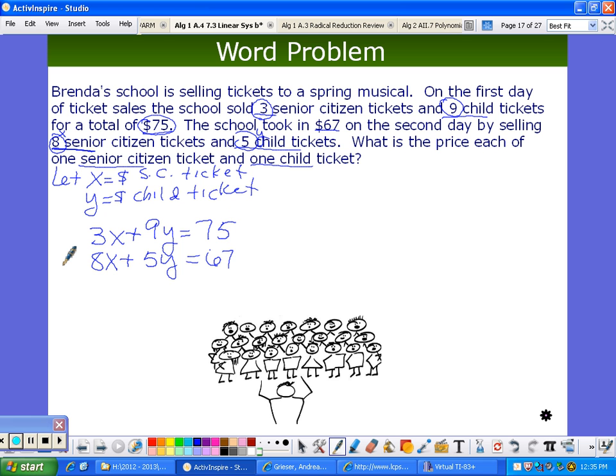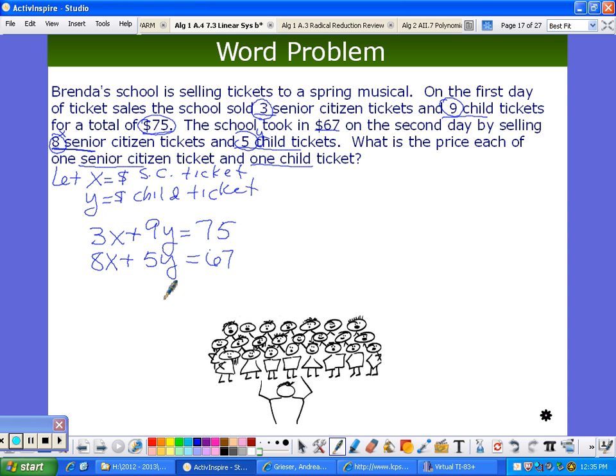Yeah. But how do you? Well, you get to choose. So you could have made it the other way if you wanted to, just as long as the numbers correspond correctly. 3 is the number of senior citizen tickets. So whatever you call that, that should be times 3. So you get to choose.